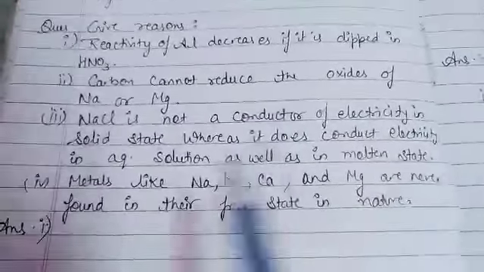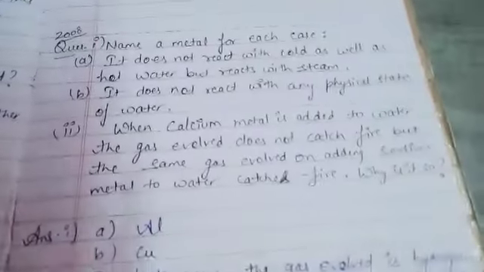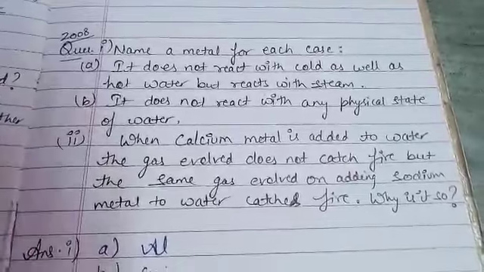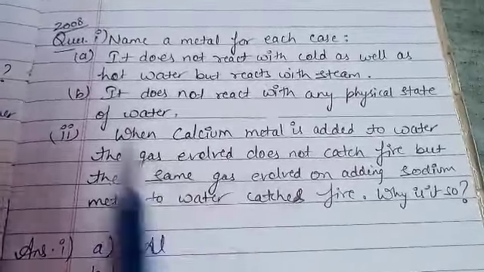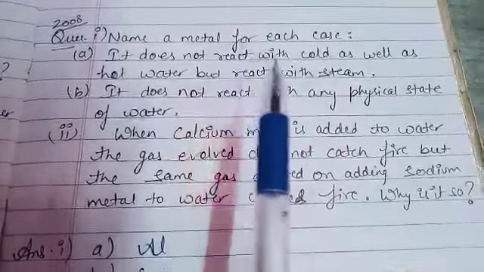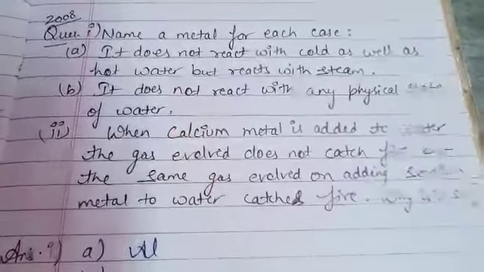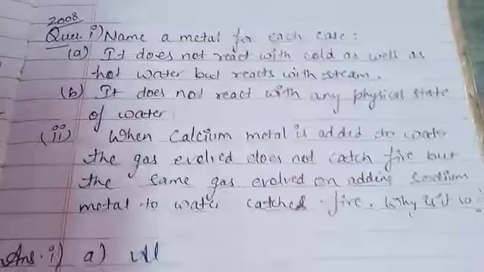Okay, now another type of question, the answers of all these questions you have to write. Now another type of question we have, it's a 2008 question of CBSE. Now just see, although easy, you have to understand the language only. Now name a metal for each case. You have to name a metal only, no reason, nothing, name only.